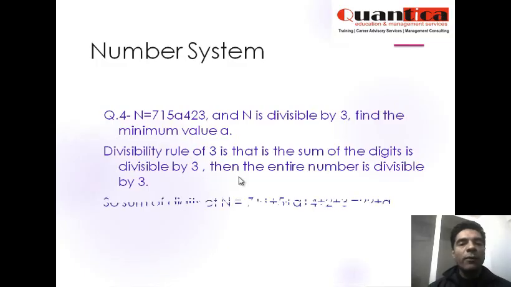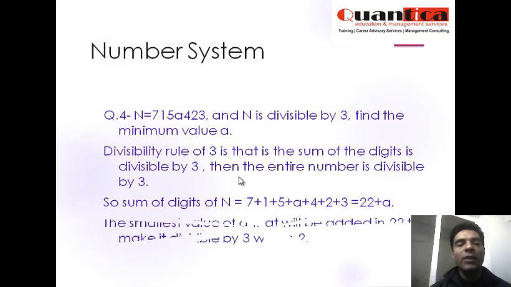So the digits of n, if you add them, come out to be 7 plus 1 plus 5 plus a plus 4 plus 2 plus 3, which is 22 plus a. Now, what is to be added to 22, the smallest value, so that it becomes divisible by 3? We know that 24 is divisible by 3, so the value of a will directly come out to be 2. Again, a very simple question, provided you know the divisibility rule of 3, and I am very sure that you must be knowing the rule.